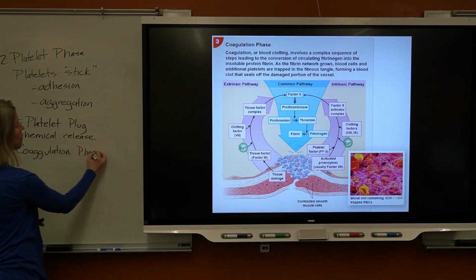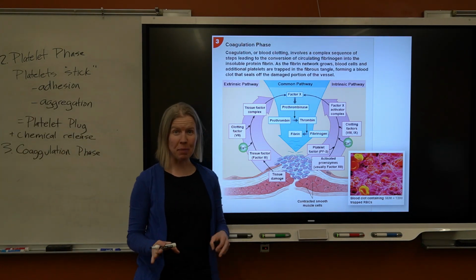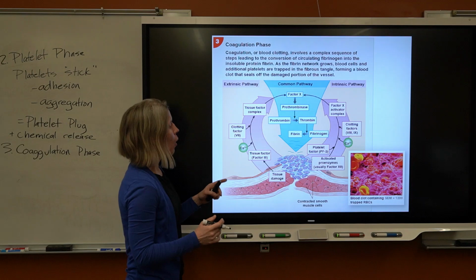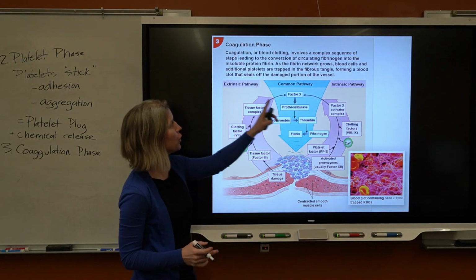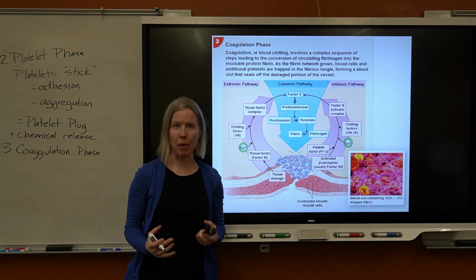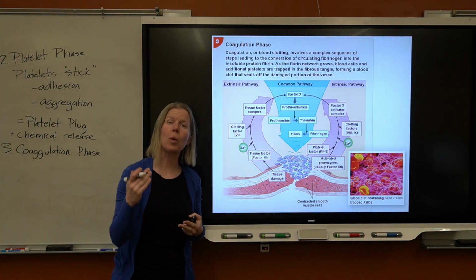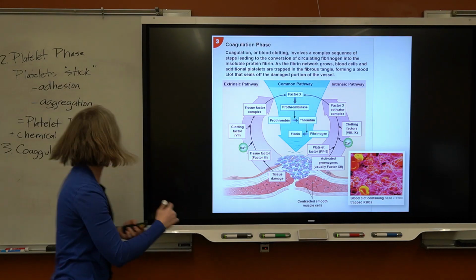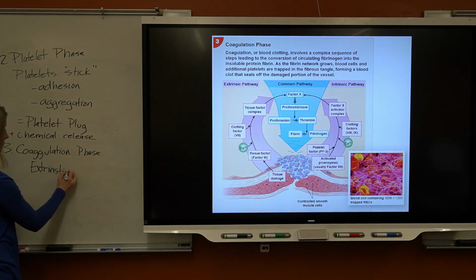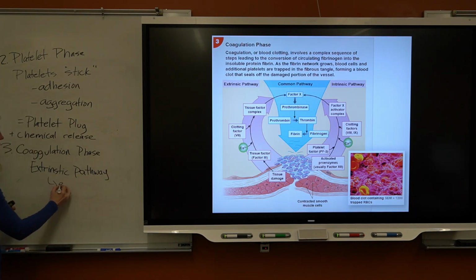Now the coagulation phase, if you're thinking this looks really complicated, it is. I don't want you to memorize this whole thing. I want you to know a few very specific things. One, I want to point out that there are two different pathways that join together into what's called the common pathway as to how we form an actual clot. The extrinsic pathway occurs when damage comes from the outside, like that knife blade. Right, so when it's an external injury.